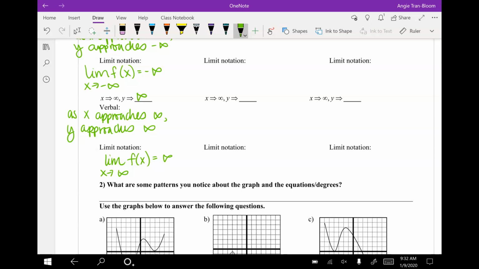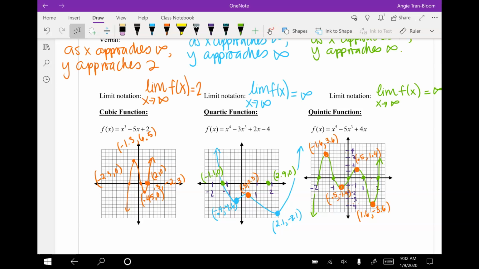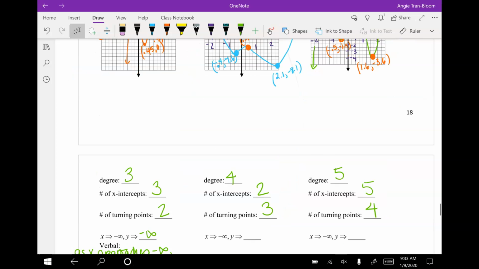Okay. So here's the quartic. We will answer both end behaviors at the same time. As x approaches negative infinity, what's happening to the y? It went up, right? So y approaches positive. As x approaches positive infinity, what's happening to y? It also went upward. So both end behaviors, the right end behavior, which is to the right, and the left end behavior, they were both what? Positive infinity. Okay?